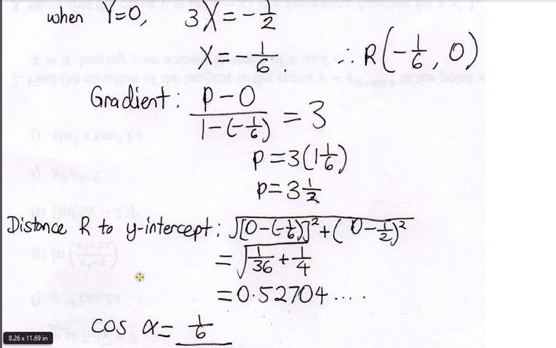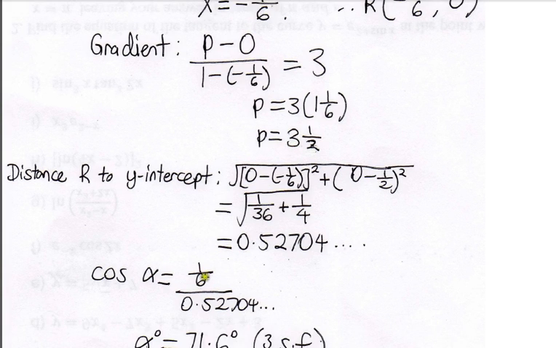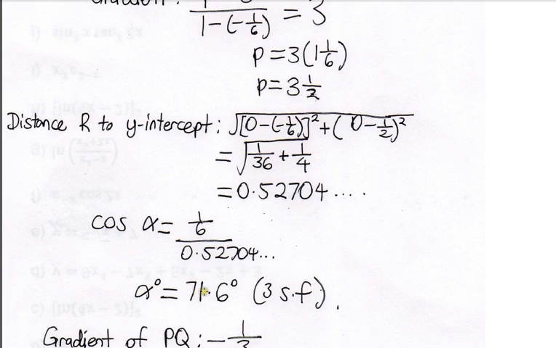Hence, the cosine of alpha, which is the adjacent over hypotenuse, should give us 1 over 6, because the distance of R from the y-axis is 1 over 6, and the length of the hypotenuse we just found. So by finding the angle alpha, we get that it's actually 71.6 degrees, correct to 3 significant figures. Okay, using simple trigonometry ratios.